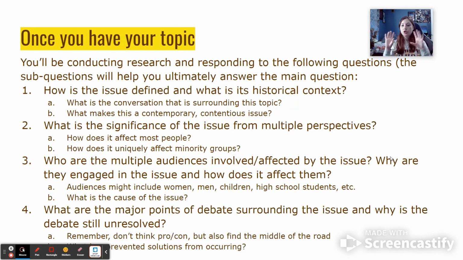This is where you'll show the different conversations happening. Who is pro this thing? Who is against this thing? What are the other arguments? What are the things that are in the middle of the road? You're not necessarily going to be doing pro-con, but you will be looking at a variety of perspectives. It's also important to think about what has prevented solutions from coming. Is it the government? Is it current laws? Is it just people aren't aware of it and need to be aware of it? What's preventing solutions?